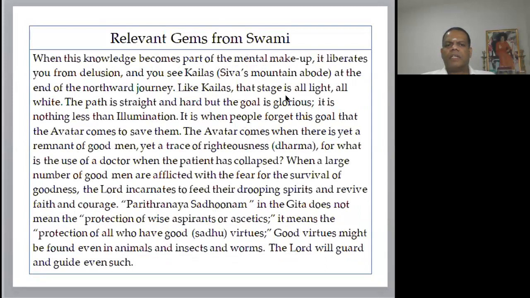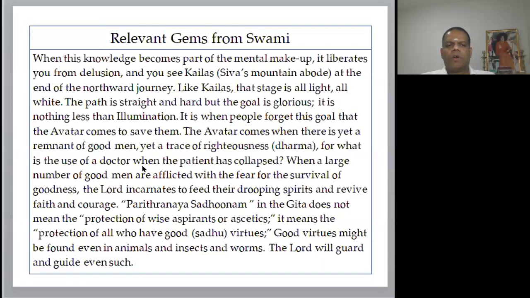Like Kailas, that stage is all light, all white. The path is straight and hard, but the goal is glorious. It is nothing less than illumination. It is when people forget this goal that the avatar comes to save them. The avatar comes where there is yet a remnant of good men, yet a trace of righteousness, dharma.